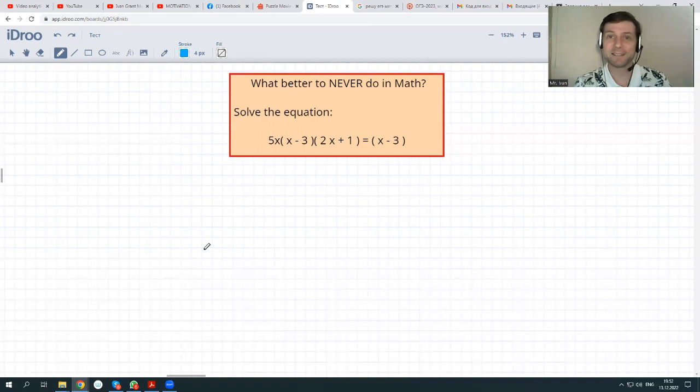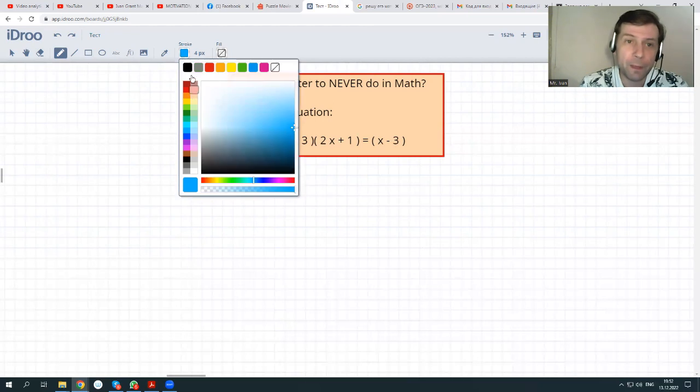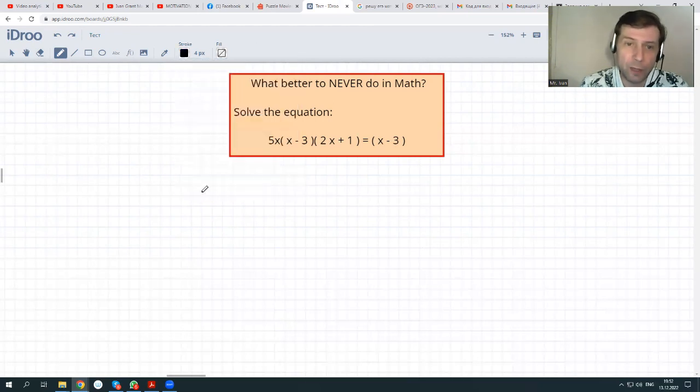What is the right step? You tell me why. You tell me what. The right step is to subtract x minus 3 from both sides and to bring this part to the left-hand side of the equation, okay? That's what I'm going to do. And as soon as I do that, you see what happens.